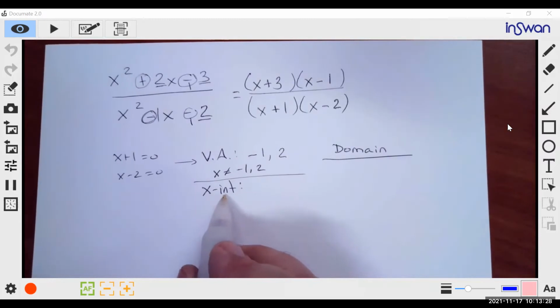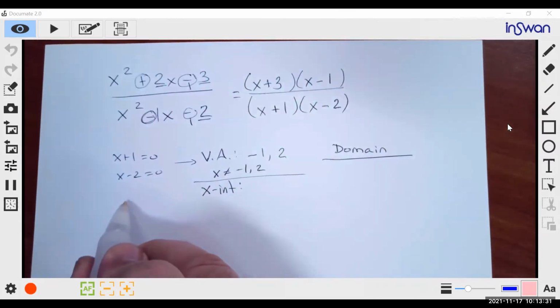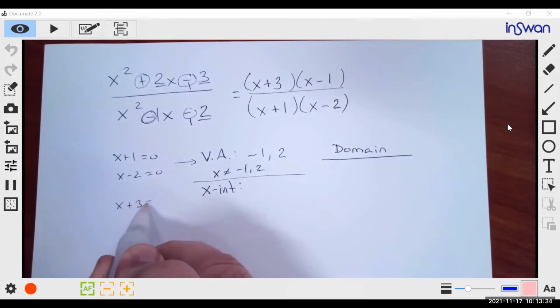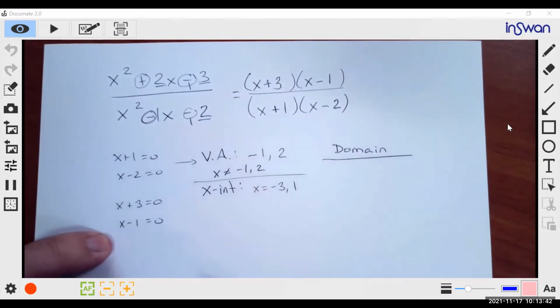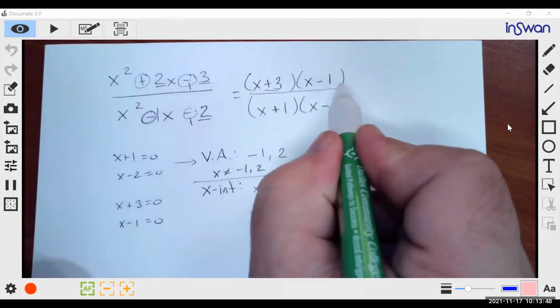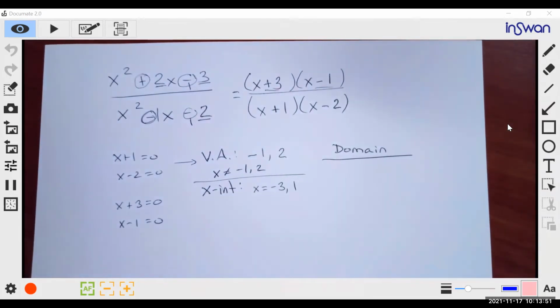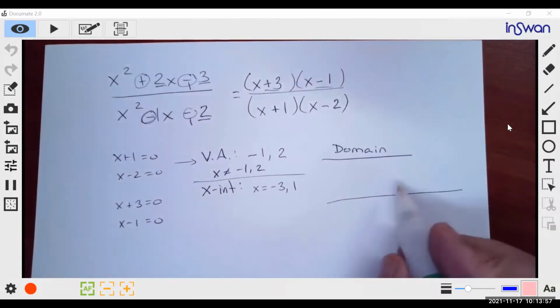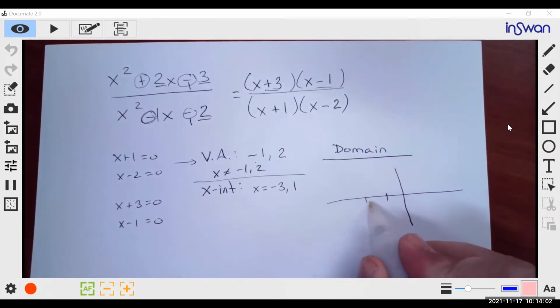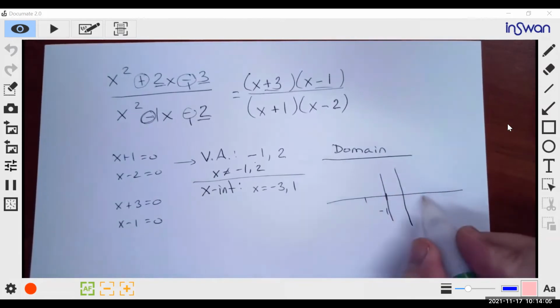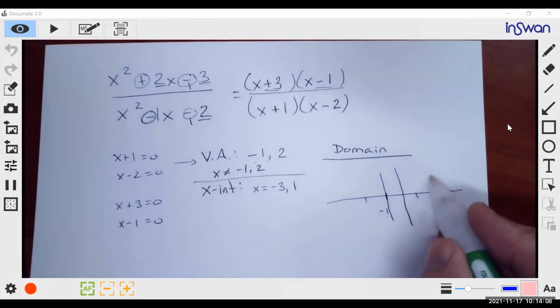The x-intercepts are where the top is equal to 0. So x plus 3 equals 0 and x minus 1 equals 0. So our intercepts are at negative 3 and 1, because it's the opposite of the signs. So looking at our graph, our vertical asymptotes are at -1, we can't use that, and 2, we can't use that.